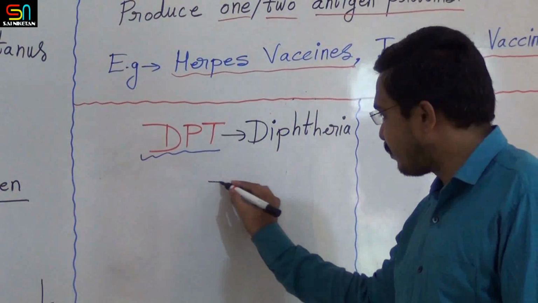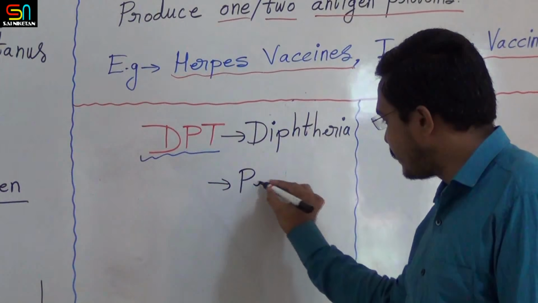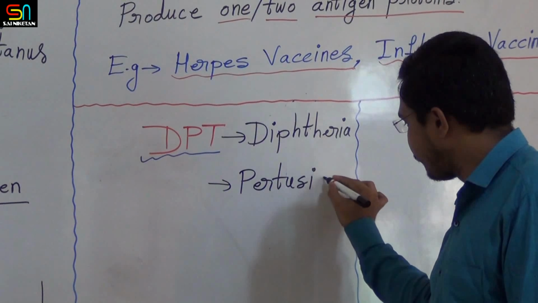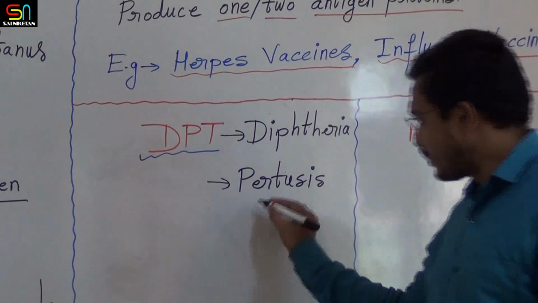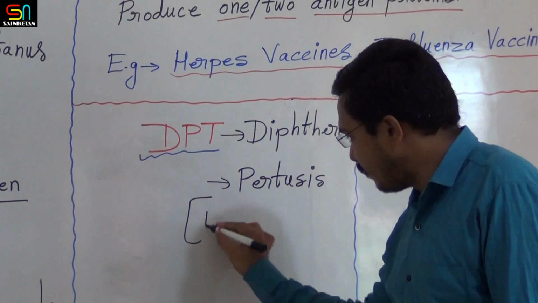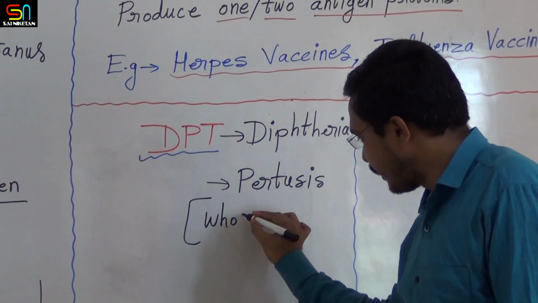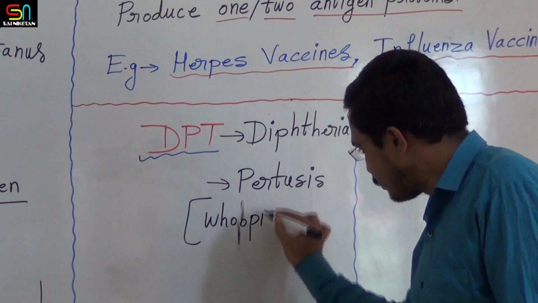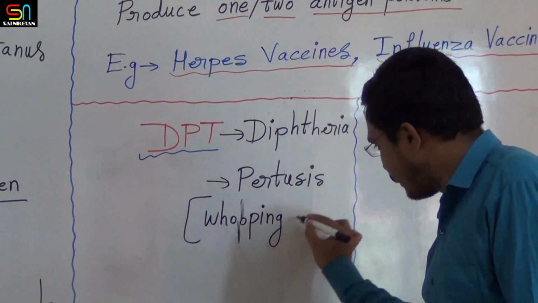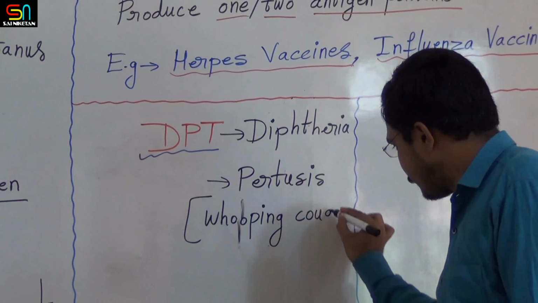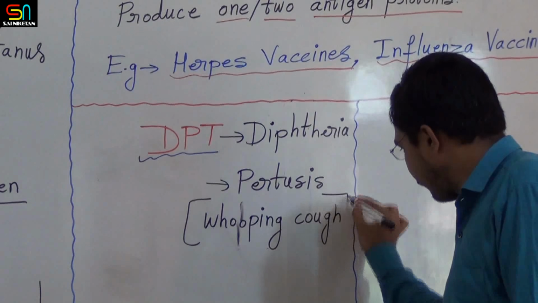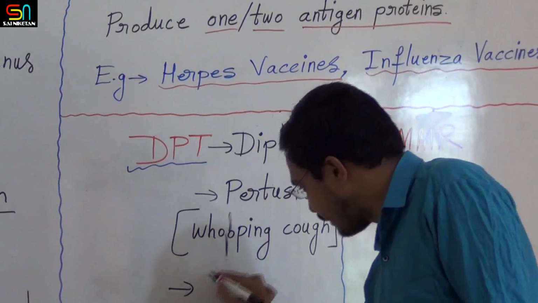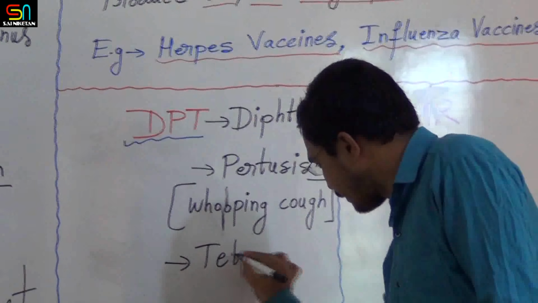Here P stands for the disease called pertussis. Okay, this is commonly called whooping cough. Right? This is commonly called whooping cough. So in Kannada we say nai kemmu. So whooping cough. Then this T stands for tetanus. Tetanus.